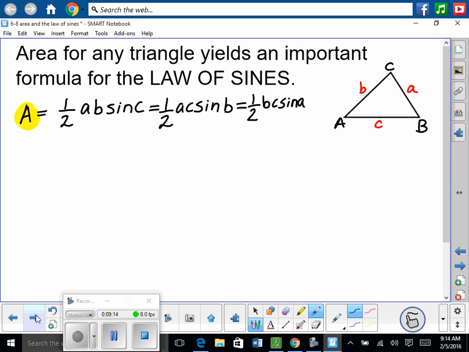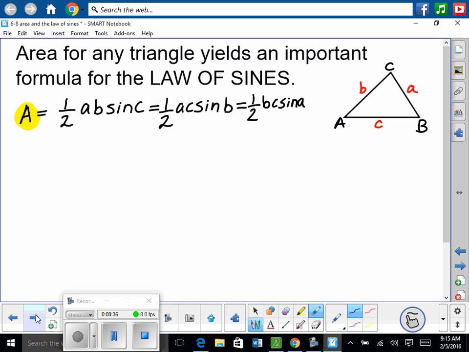Okay, so the area formula for a triangle actually yields the formula for the law of sines. Now, this is the one that 90% of you will see on an ACT test. If you take the ACT test more than once, you will run into one of these problems, the law of sines. It's huge. So this is the formula for the law of sines.